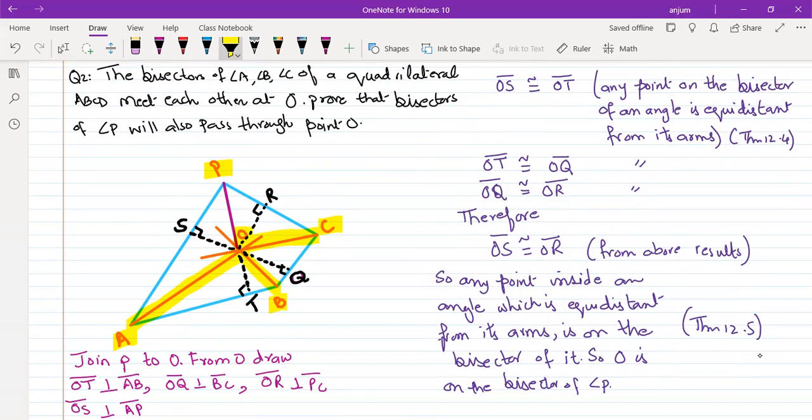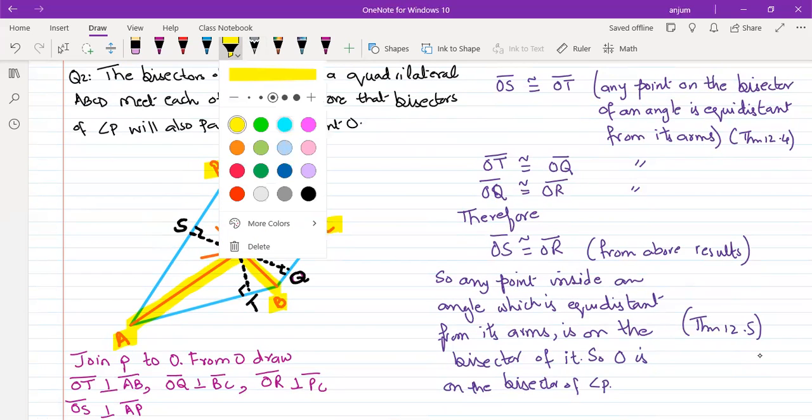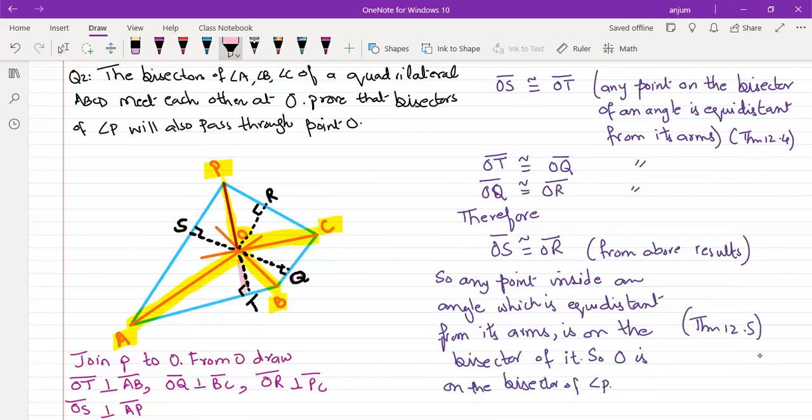Afterwards, we are joining this point O to the point P as well, and we are also drawing some perpendiculars. Let me choose a different color so that it is highlighted. OT is perpendicular to AB. OQ is perpendicular to BC. OR is perpendicular to PC, and OS is perpendicular to AB. So these are the perpendiculars that we have drawn. We can see that as a step of construction.